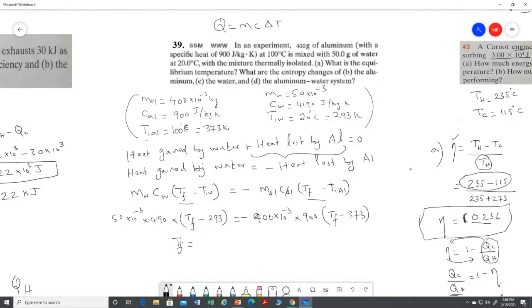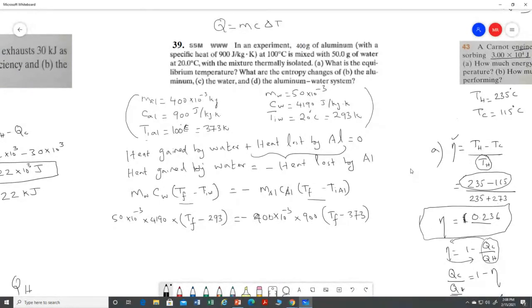How did you take out the final temperature outside? My dear, this is basic mathematics. If you need, I can, but I don't want to waste the time, because this is just the easiest calculation. Why do I have to do these things? You have to do.